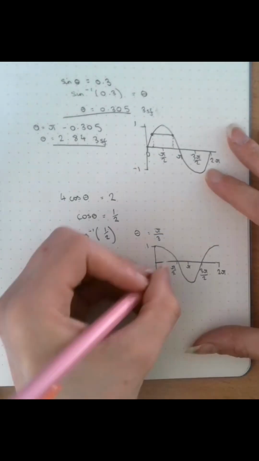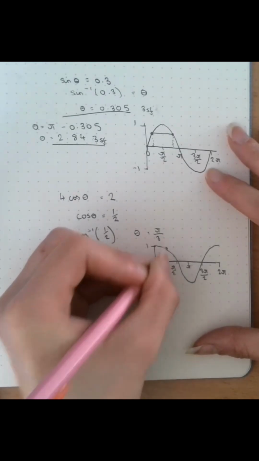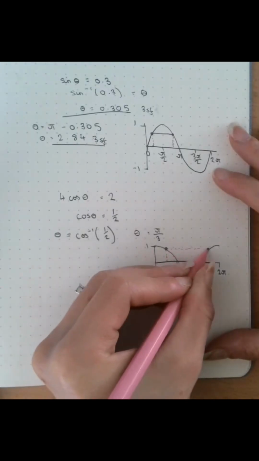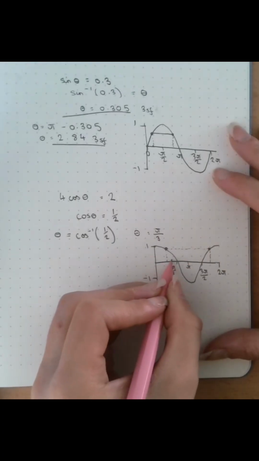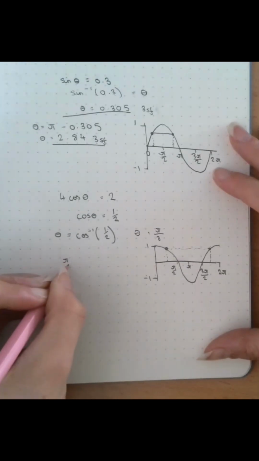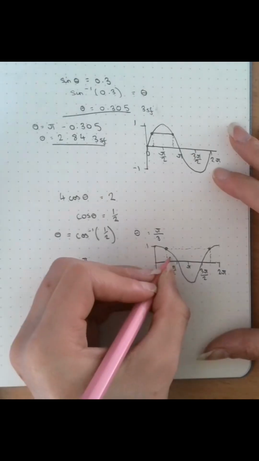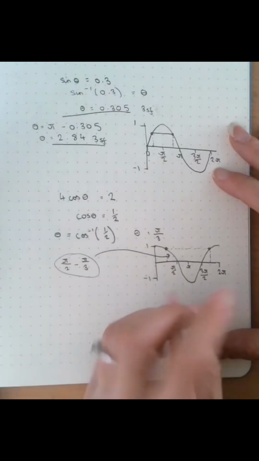So pi over 3 is going to be somewhere on this side here. It's going to be smaller than pi over 2. So the other solution is down here. So that gap is the same. So I would do here pi over 2 minus pi over 3. That gets me what that gap is. And I'm going to add that onto 3 pi over 2.